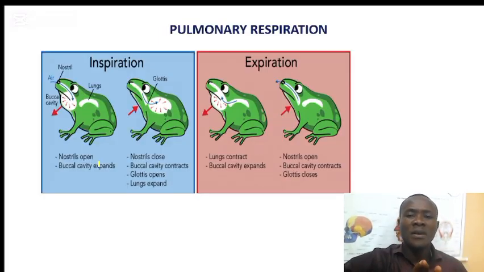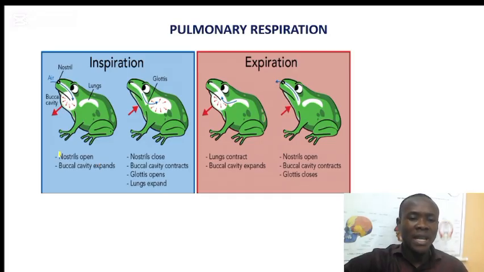Next is the pulmonary respiration. That means respiration through the lungs, which is being done most often when the toad is in action. And mind you, when the toad is in water, it most often uses its skin for respiration. When it is on land at rest, it uses its mouth for respiration mostly. But when it is in rapid action, it uses its lungs for respiration. Now let's talk about how this respiration is being done through the lungs.